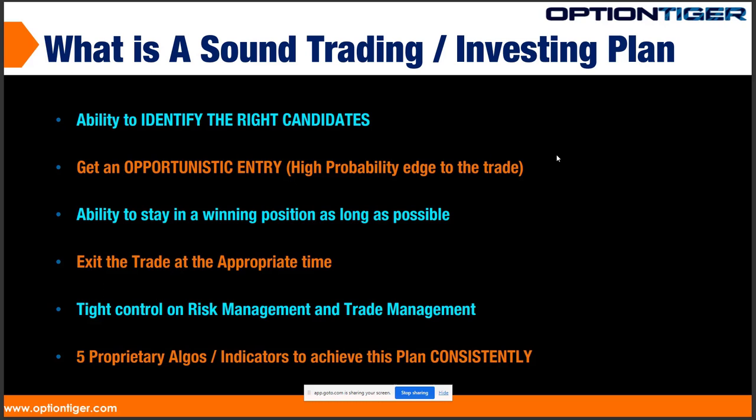Basically the steps are, you need to be able to identify the right candidates for the trade. Once you identify the right candidates, you want to look for an opportunistic entry. What do you mean by an opportunistic entry? It's a high probability edge to the trade. Nothing is ever 100%, but when things are lined up, that's what you call a high probability edge to the trade. And so that's an opportunistic entry.